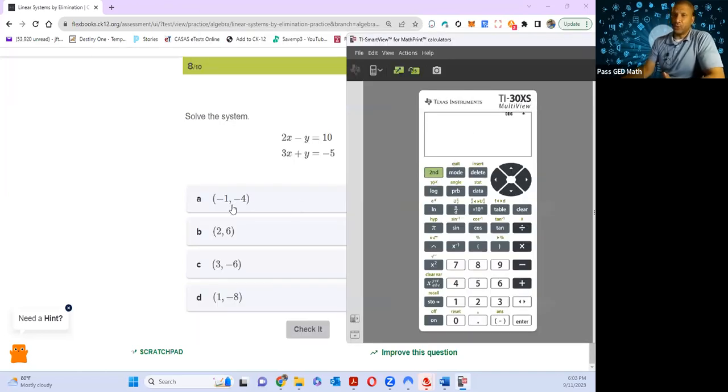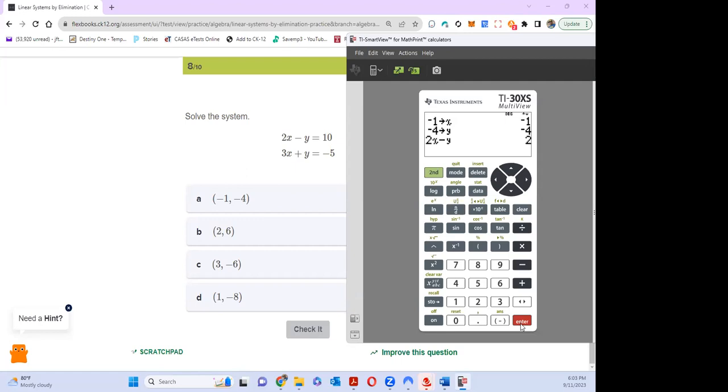The first one: x is minus 1, y is minus 4. So what we're going to do is just use a calculator. We're going to store minus 1 as x and minus 4 as y. In the ebook, I detail how to do each of these. Then just plug in the first equation, 2x minus y. If it satisfies that first equation, I should get 10. Did I get 10? No. So we know it's not A.